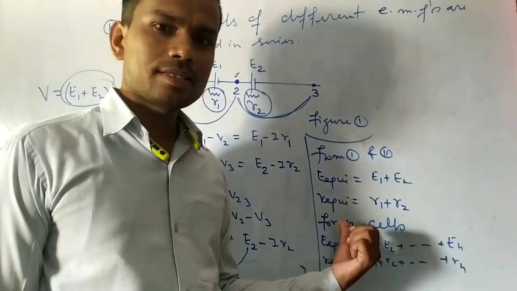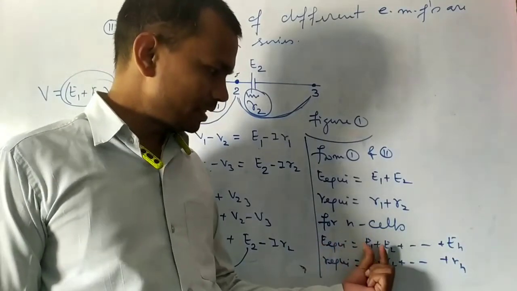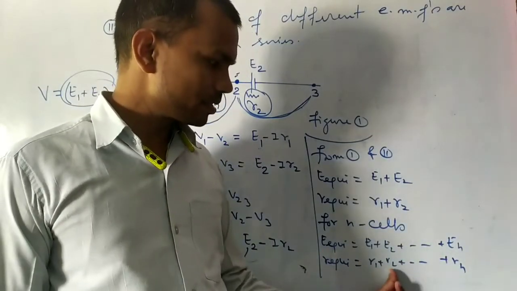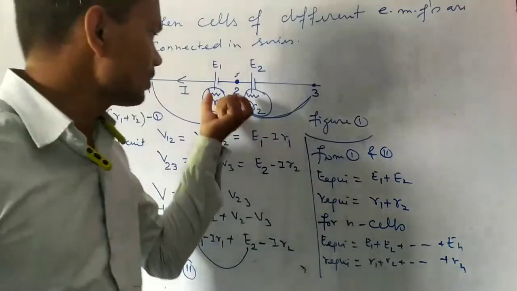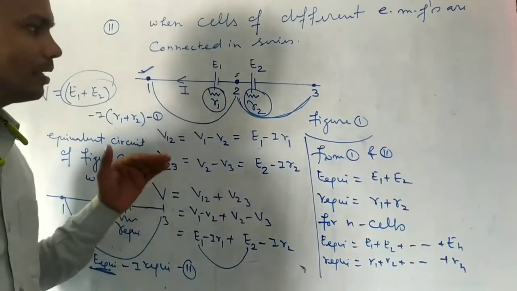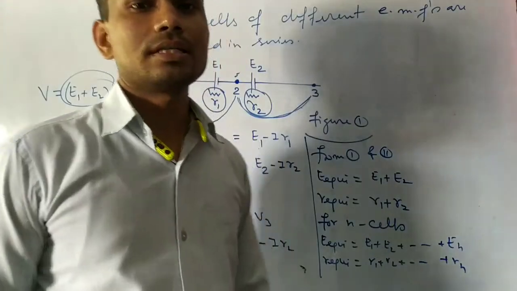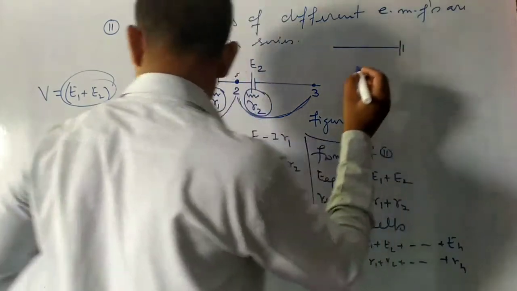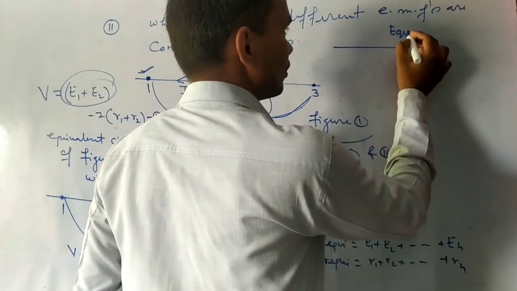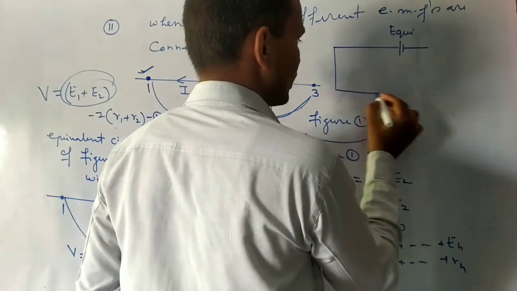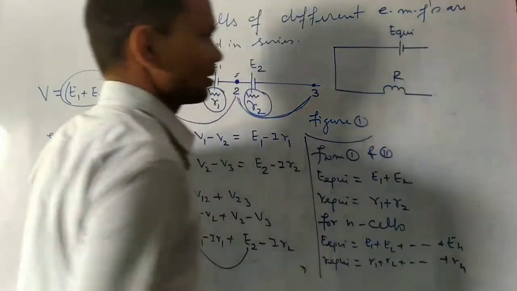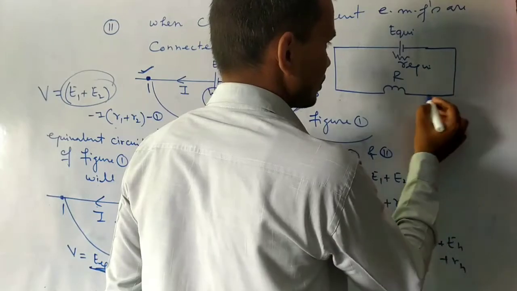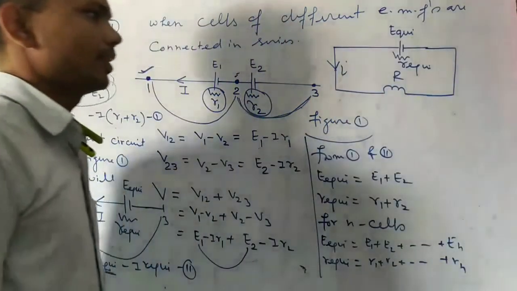You see, for the n cells, the equivalent EMF means E1 plus E2 up to En, and the equivalent resistance means R1 plus R2 up to Rn. And here if you see, suppose this circuit is equivalent to this one. If this is connected to any external resistance, then how can we calculate the current flowing? Suppose this is the equivalent cell, and then suppose this is a resistance, a bulb we are making, with resistance R, and internal resistance is R equivalent. So the current flowing, this we want to calculate.